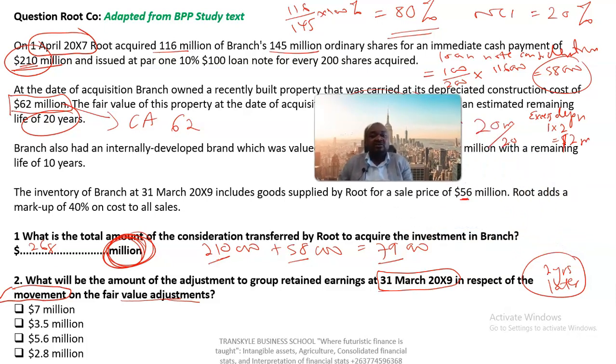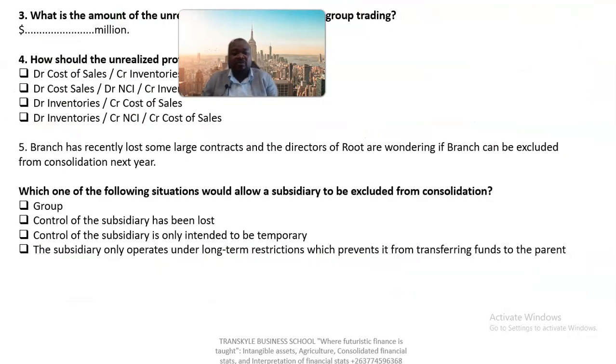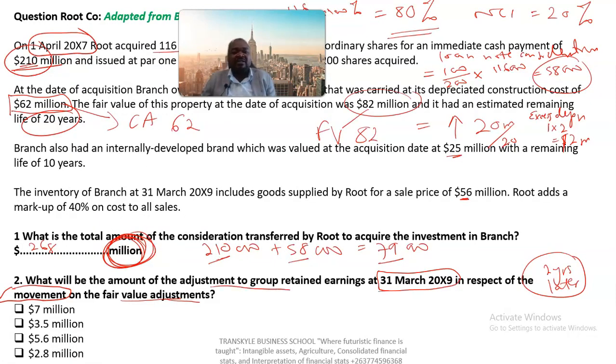And that is part of the items which affect the retained earnings. Remember, retained earnings are reduced by depreciation. Depreciation is one of those items which reduce the figure, because the question is asking what will be the amount of adjustment to the group retained earnings. So obviously we found one. The excess depreciation needs to be catered for.